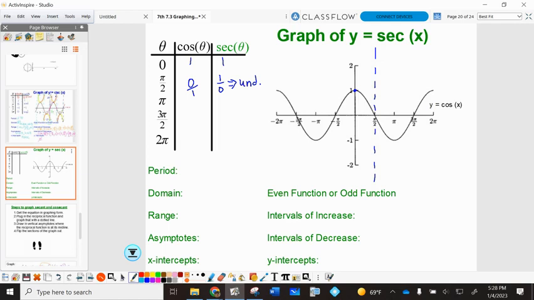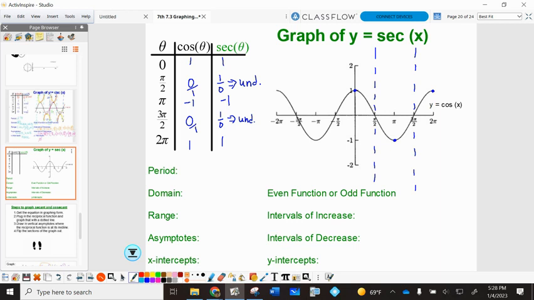At pi, our cosine value is -1. When we do the reciprocal or flip of that fraction, it's still -1. So at pi, our secant is at -1. At 3 pi over 2, cosine is back to 0. Again, when we make that a fraction and do the reciprocal, that's going to generate division by 0, which is undefined in our number system. That's going to create a vertical asymptote on the graph at 3 pi over 2. And then at 2 pi, our cosine is back to +1. When we do the flip of that, that's still 1. So at 2 pi, we're at 1.